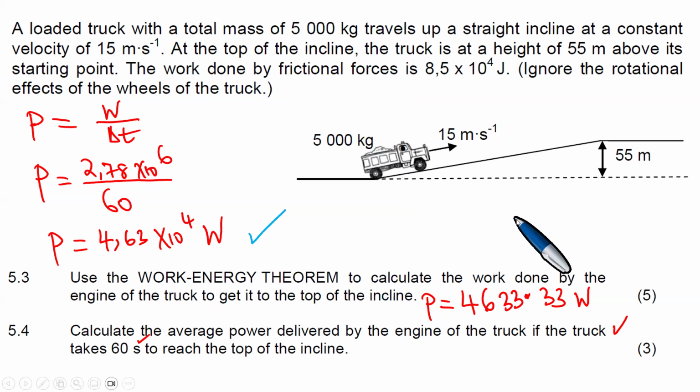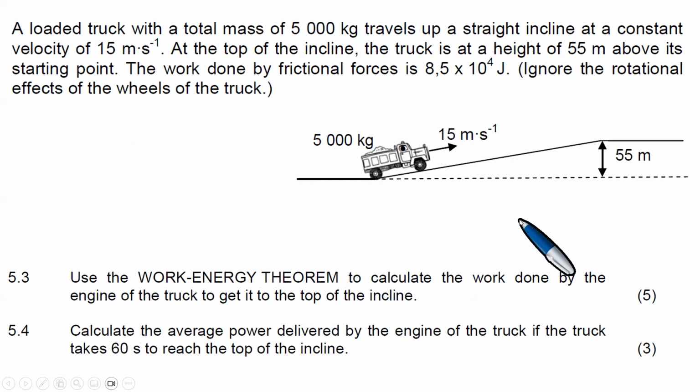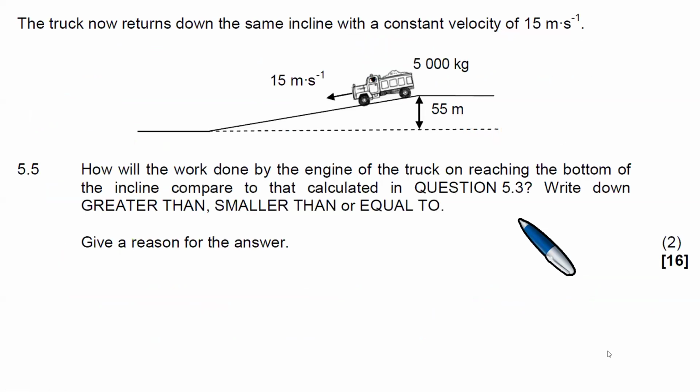Now let us move on. We look at 5.5. It's my hope that I include question 5.5. The truck now returns down the same incline with a constant velocity of 15. Here's the truck, and it is going straight down. Now it returns down the same incline with a constant velocity of 15 meters per second. How will the work done by the engine of the truck on reaching the bottom of the incline compare to that calculated in question 5.3? Write down greater than, smaller than, or equal to.